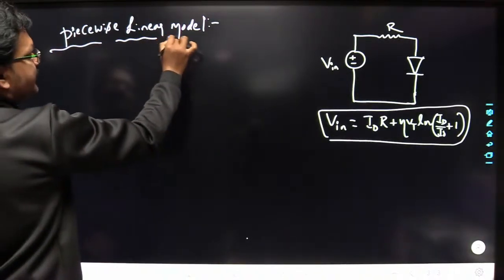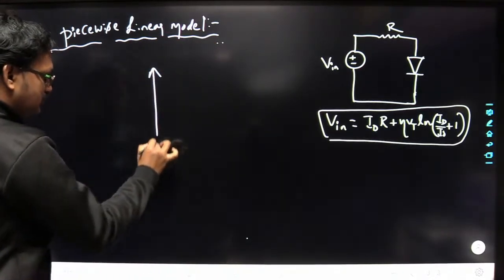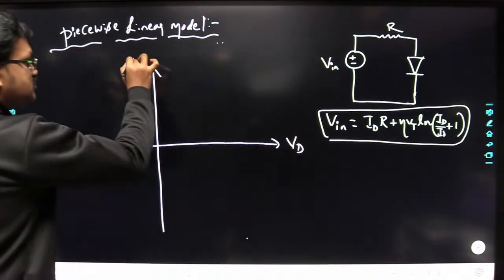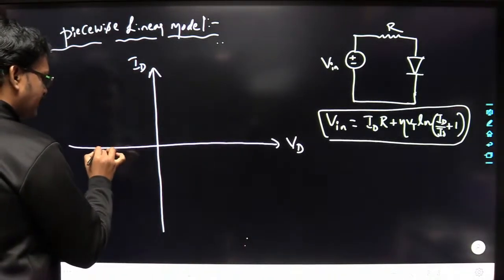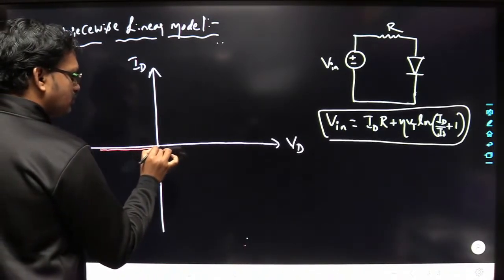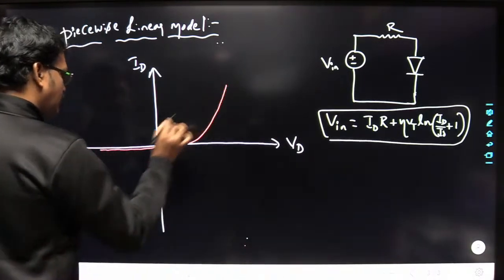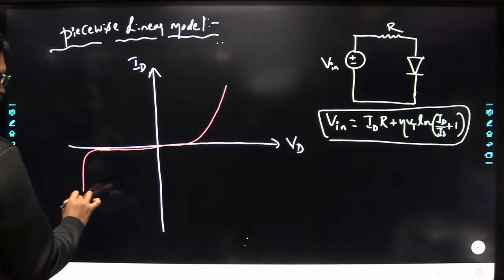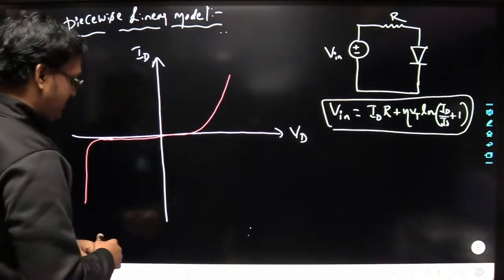Piecewise linear model. If you observe the characteristic of the diode, this is Vd and this is Id. We got the characteristic like this. This is the exact characteristic of ID versus Vd.